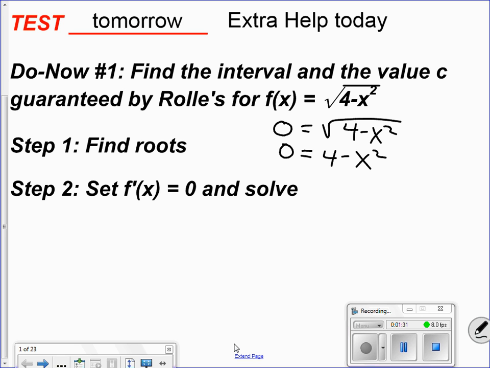And what are the solutions to that? What are our zeros? Yeah. Plus or minus 2, right? Because x squared equals 4, so x equals plus or minus 2.